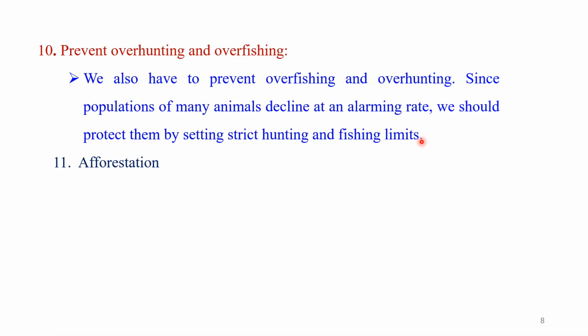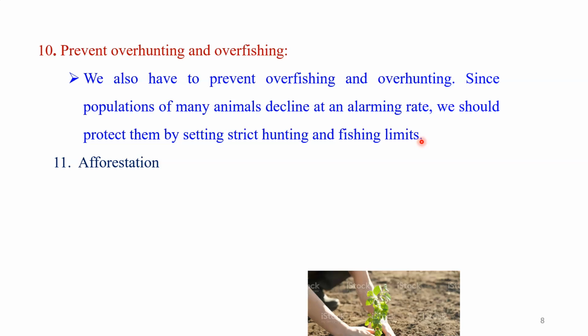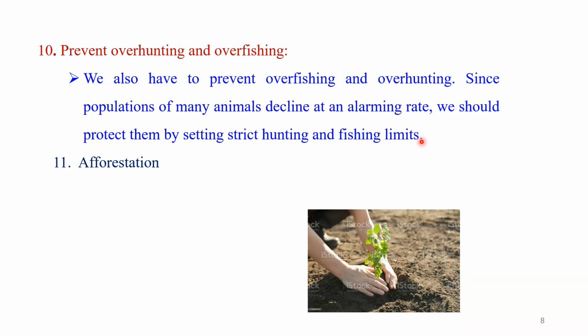And the next one, a very important measure that is useful for the conservation of biodiversity, dear student, is afforestation. Why is afforestation important? Because only by stopping deforestation we can't really conserve our biodiversity. We should start by planting more and more trees. Here, it is very important.